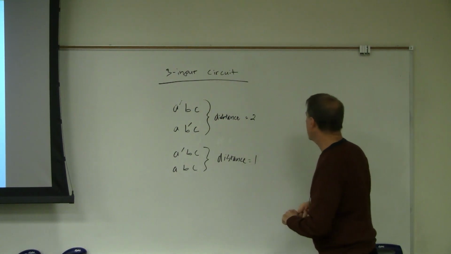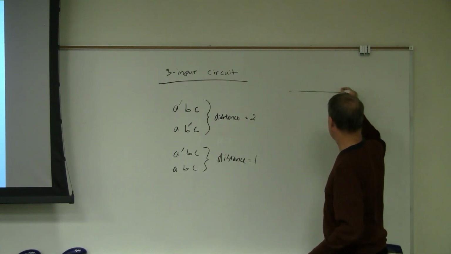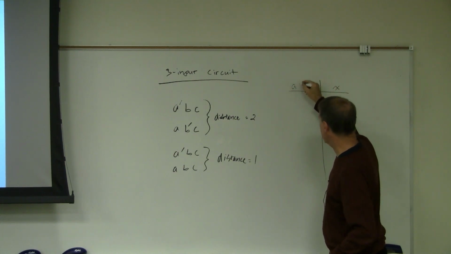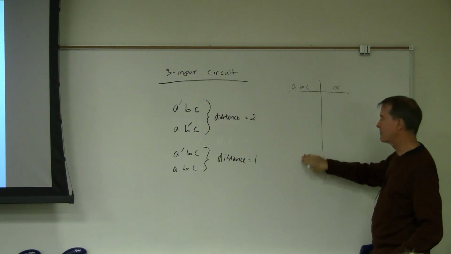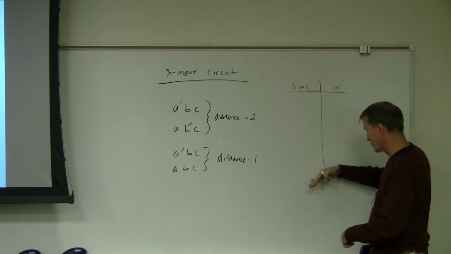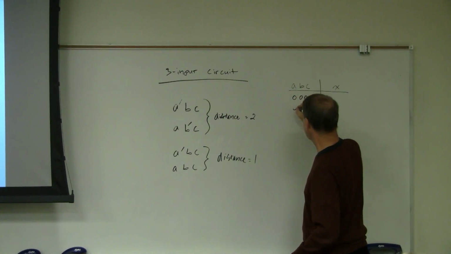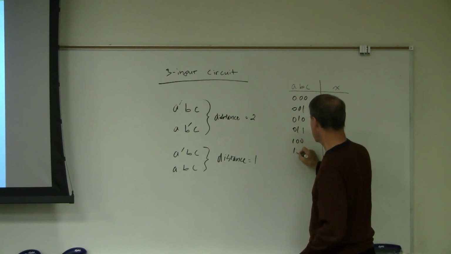Now look, how do we normally order a truth table? If we have a truth table with some output and the inputs A, B, C, how did we always construct it? We would go 0 0 0, 0 0 1, 0 1 0, 0 1 1, 1 0 0, 1 0 1, 1 1 0, 1 1 1.